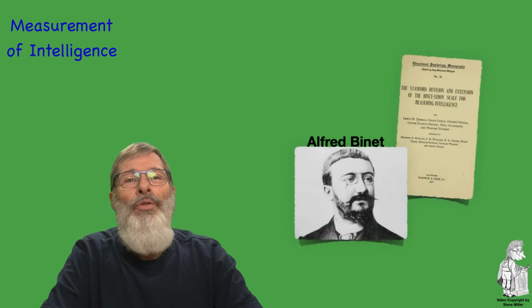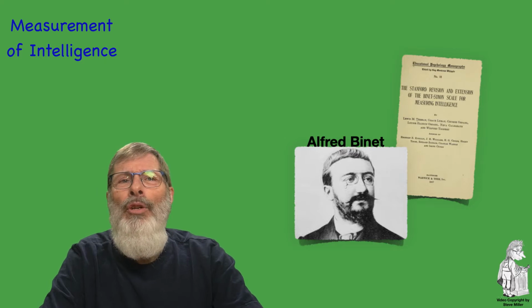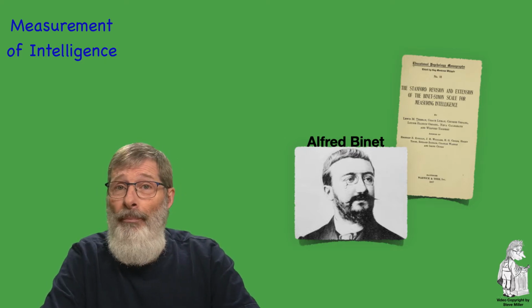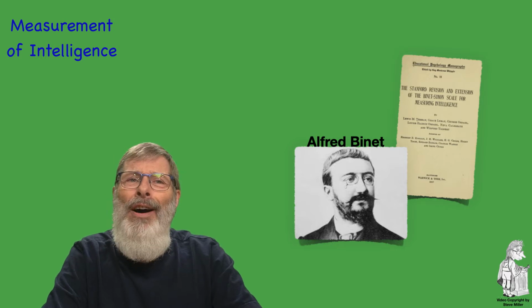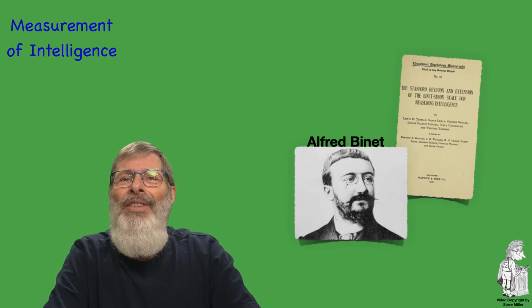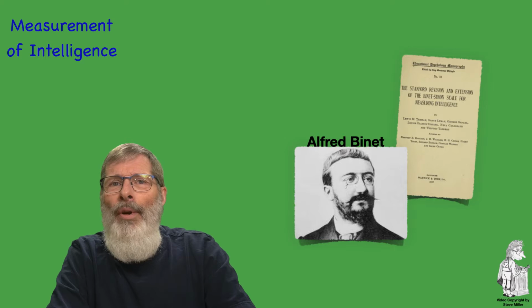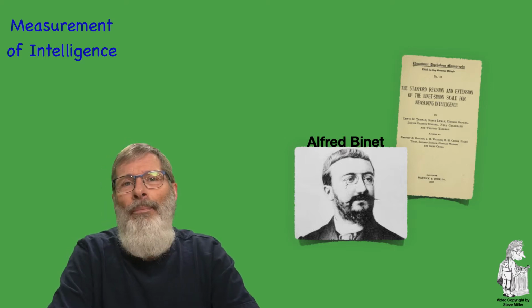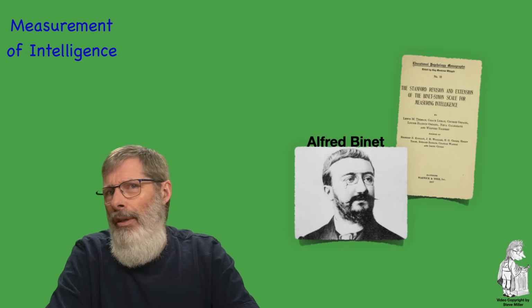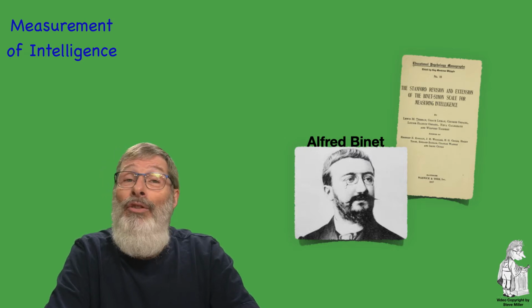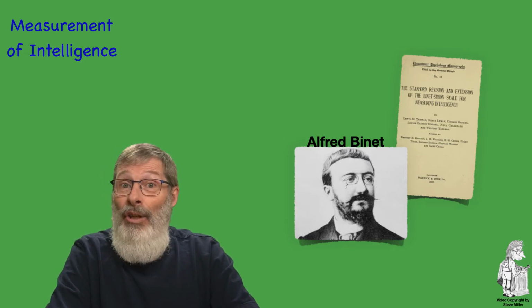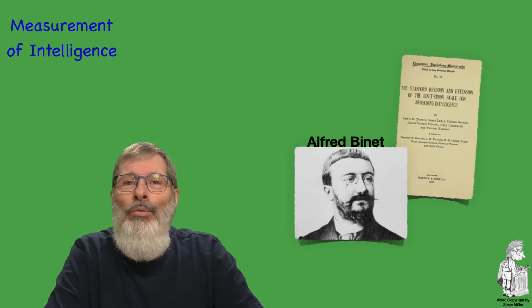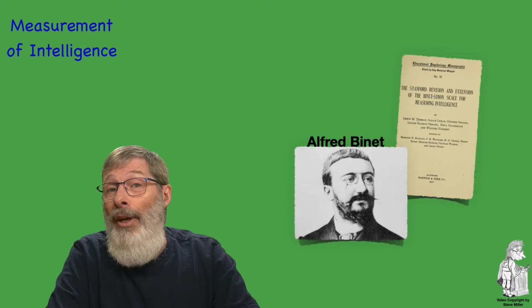The French public school system wanted to identify children who were unlikely to benefit from regular classroom instruction. And in 1905, the Binet-Simon scale was created by Theodore Simon and Alfred Binet. The Binet-Simon scale yielded a score called mental age, MA. The MA indicates the intellectual level at which a child is functioning.